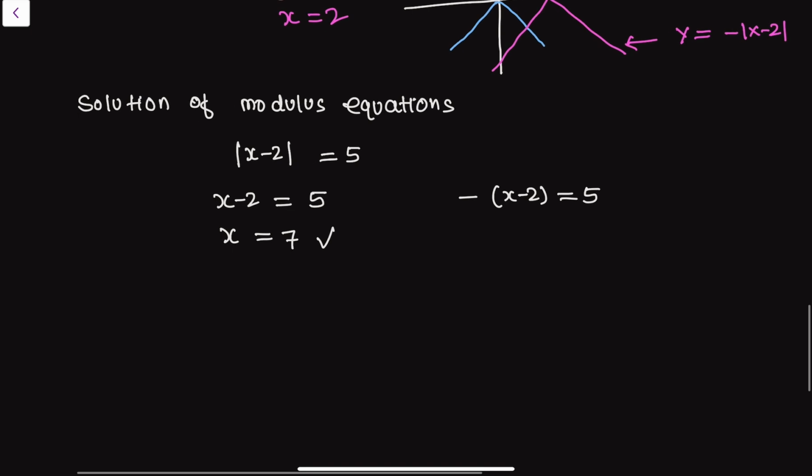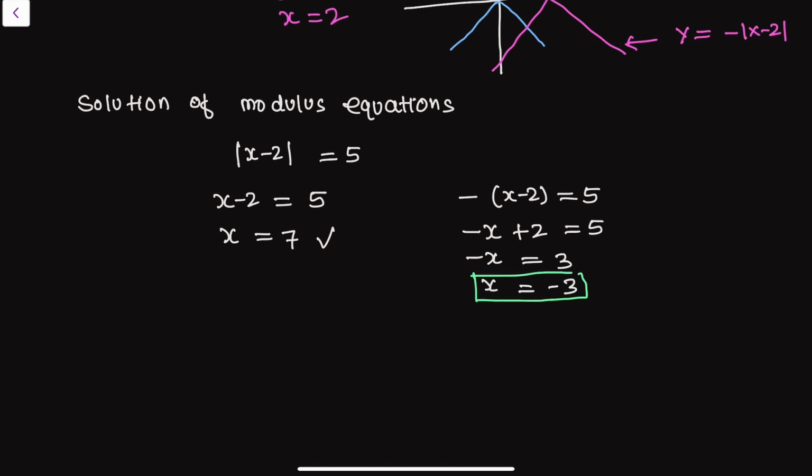Let's try solving this. So this is negative x plus 2 is equal to 5. We get negative x is equal to 5 minus 2, which is 3, and we get x is equal to minus 3. So we have two solutions for this modulus equation. One is x is equal to minus 3 and another one is x is equal to 7.